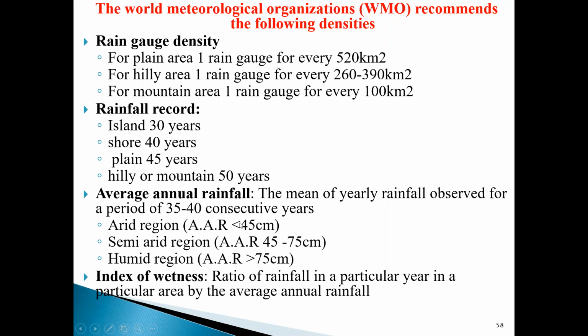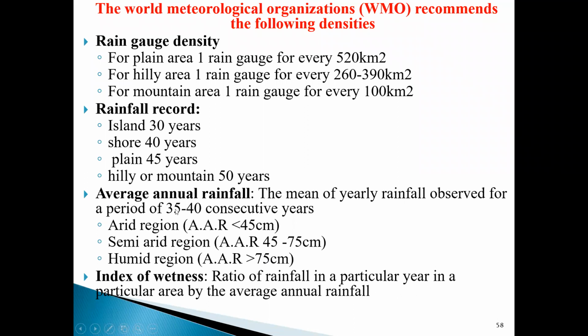If the average annual rainfall is less than 45 centimeter, such areas are called the arid regions, especially the northwestern part of India. These are the desert areas where the average annual rainfall is less than 45 centimeter. And the semi-arid regions are those wherein you have the average annual rainfall between 45 to 75 centimeter. Peninsular India belongs to the semi-arid region, and also the central part of India falls under the semi-arid region. And the humid region, the coastal areas, is wherein the average annual rainfall is greater than 75 centimeters. Such areas are called the humid region.